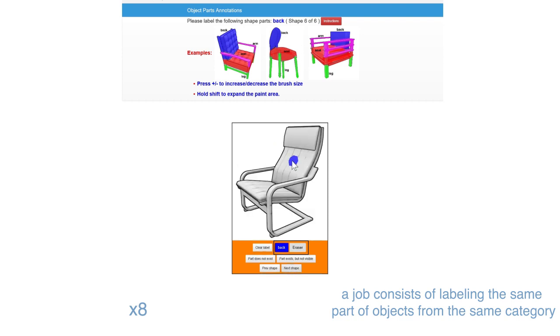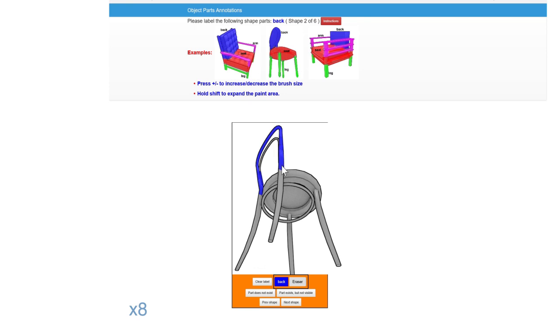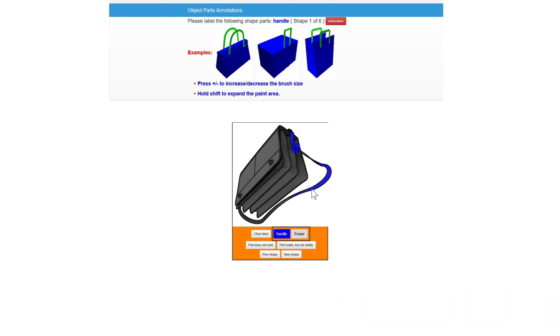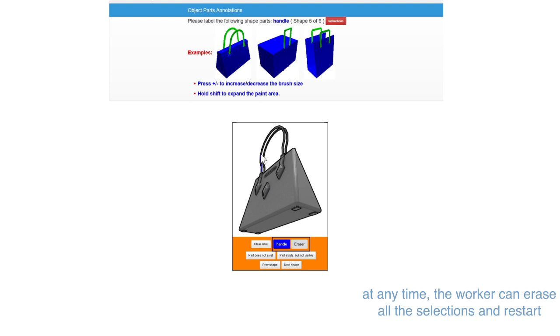A job consists of labeling the same part of the object from the same category. The brush size is automatically adjusted to enable painting of tiny regions. An accidentally made selection can be erased. At any time, the worker can erase all the selection and restart.